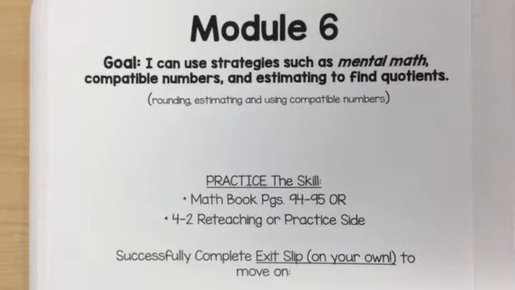All right, welcome to Module 6, where our goal is to use strategies such as compatible numbers and estimating to find quotients. You are going to be practicing this skill using the math book on pages 94 to 95. There's lots and lots of problems on there you can use to practice.